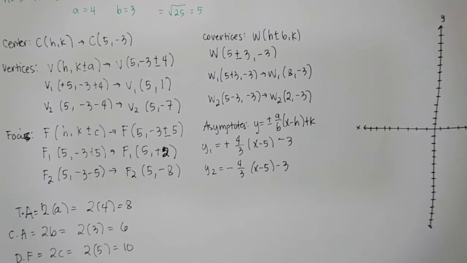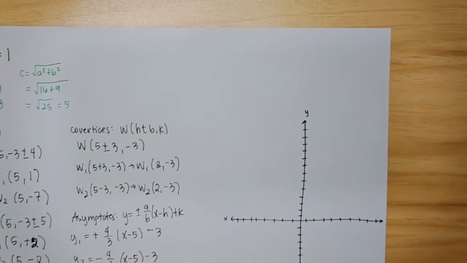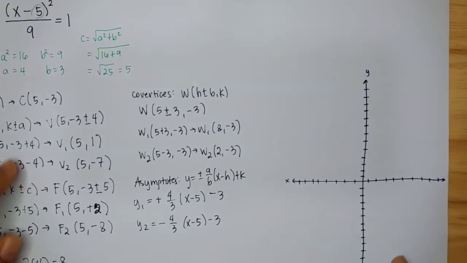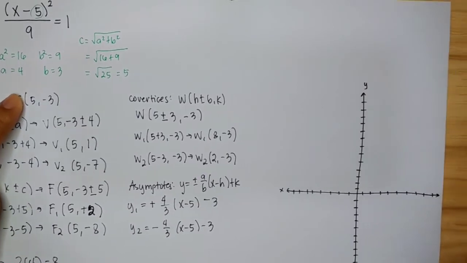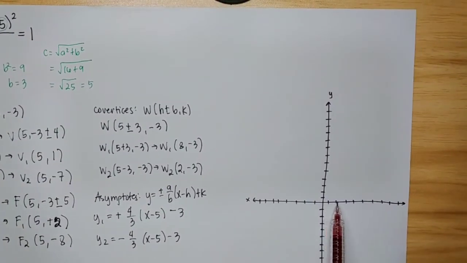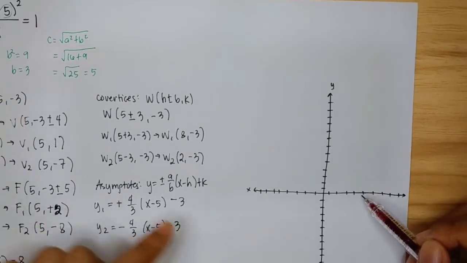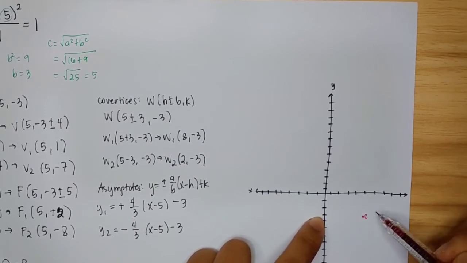Sige, let's plot this one in our Cartesian plane. So, we have here our x and y axis. So, we have here our center, that is 5, negative 3. So, ito yung center. So, nasan yung 5 natin? Positive 5. 1, 2, 3, 4, 5. Ito yung positive 5. Nasan yung negative 3? Pababa tayo. We have 1, 2, 3. So, we have here 5, negative 3. So, this is our center.